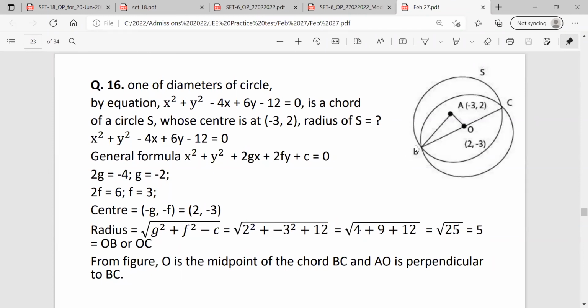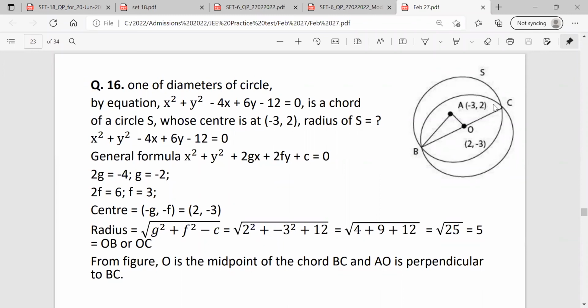So I'm just naming this chord as B and C. And here the center is also given for the circle. The center is given as minus 3, 2 for the circle S. So I'm naming this point as A, which is the center of the second circle, and I have the coordinates as minus 3, 2.